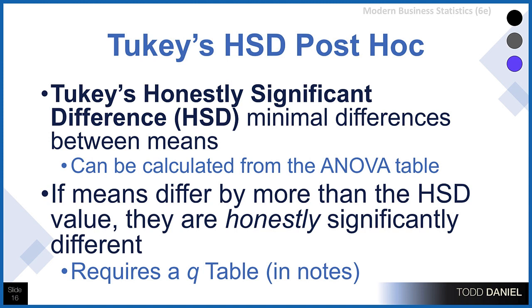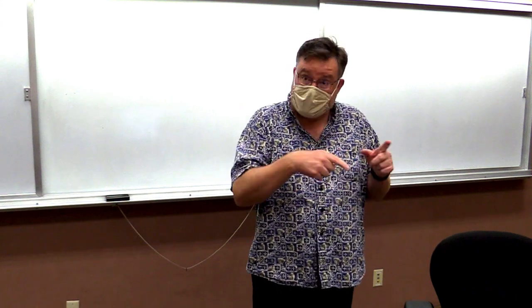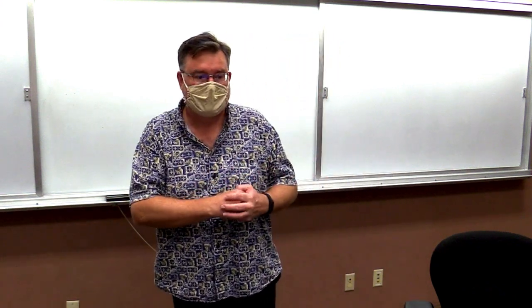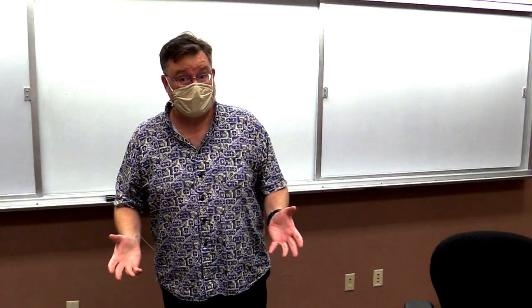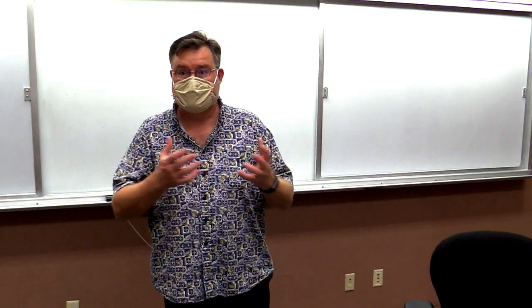They will be different, but to be honestly significantly different, here's how much they have to deviate from one another. The formula that's being used by the software to calculate this uses a value called Q, which is a constant. It comes from a table. If you look in your notes, I've actually included a copy of this table that you could follow along and find this Q value that you would plug in. It's the mean square within divided by n sub k, which is just the number in each category, or the n for one condition. In the examples that we're doing in class, each group has the same number of people in it, which makes it very simple to do this.